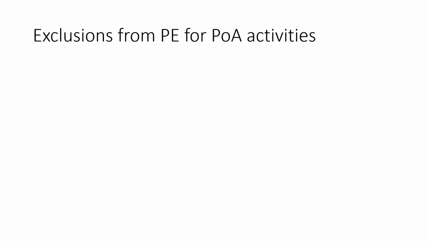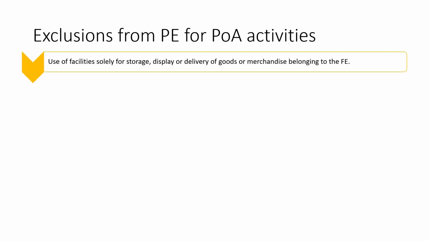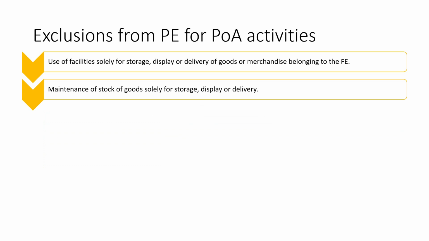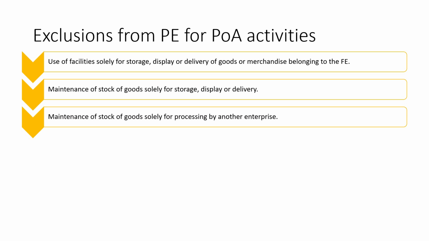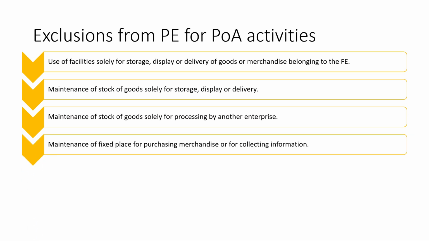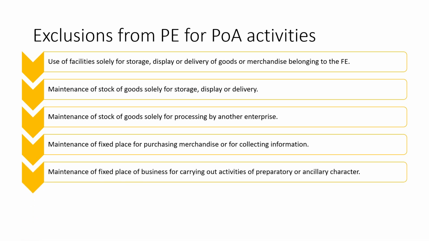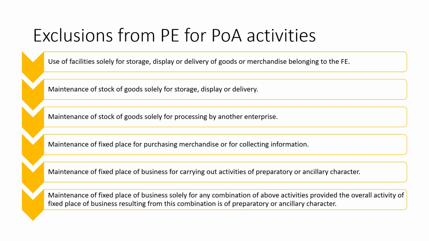Article 5.4 lists a number of business activities which are treated as exceptions to the general rule. These activities, which are preparatory or auxiliary in nature, do not trigger a PE even if the other conditions are satisfied. These activities are: use of facilities for storage, display or delivery of goods; maintenance of stock of goods solely for storage, display or delivery; maintenance of stock of goods solely for processing by another enterprise; maintenance of a fixed place for purchasing merchandise or for collecting information; or for carrying out activities of preparatory or ancillary character; or solely for any combination of the above activities, provided the overall activity of the fixed place of business resulting from this combination is of preparatory or ancillary nature.